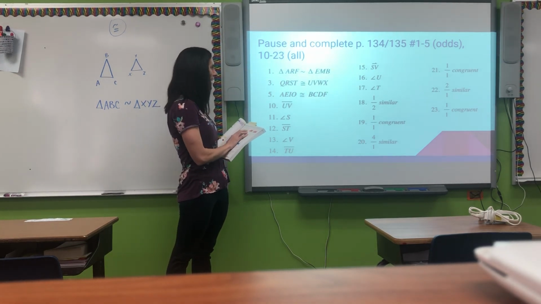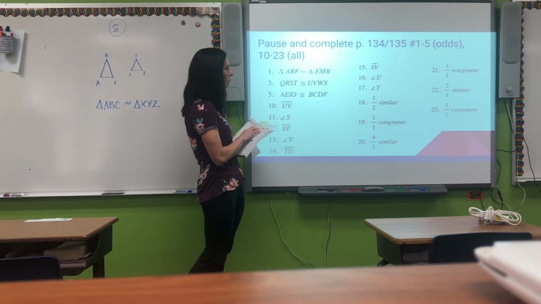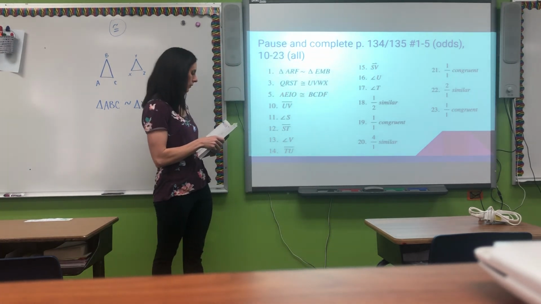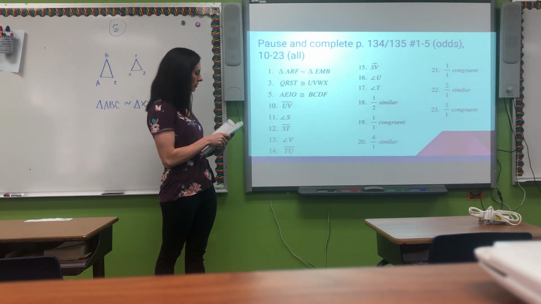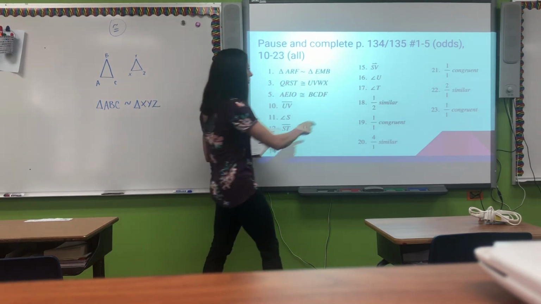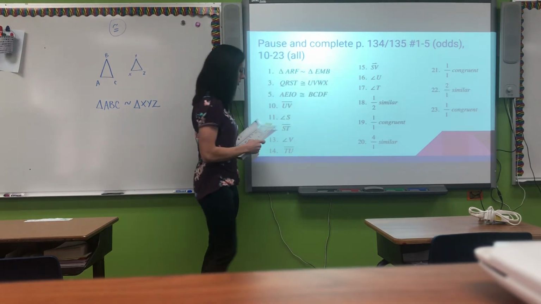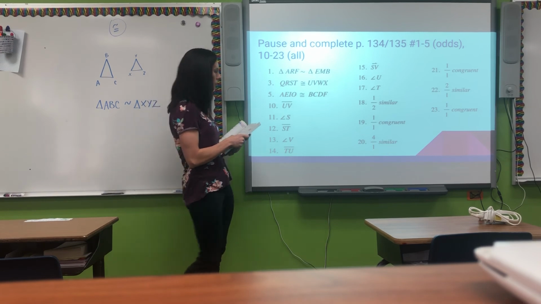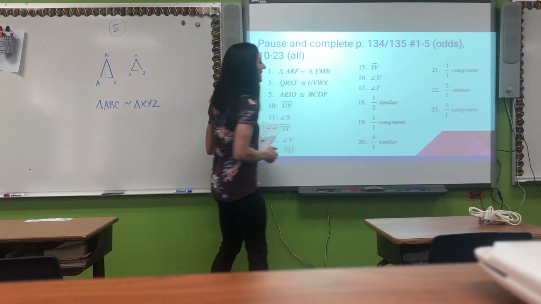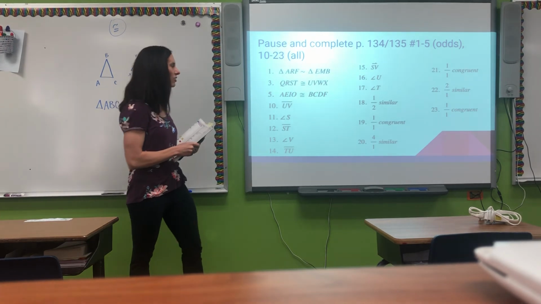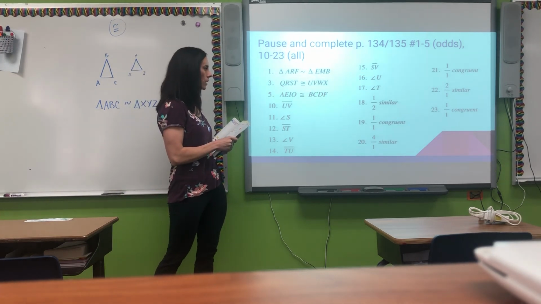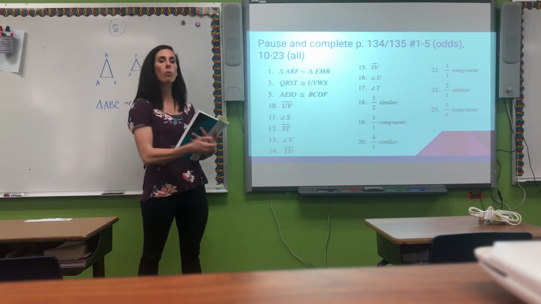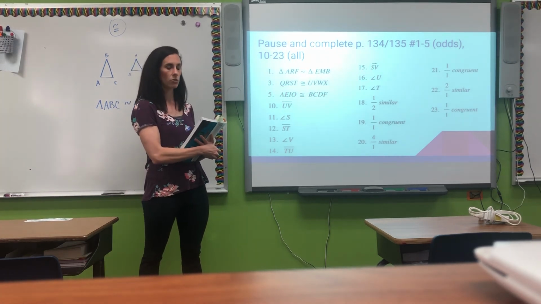Number 15, if MP is 4 centimeters, then SV is also 4 centimeters. 16, if angle O is 90 degrees, then angle U is also 90 degrees. And the last one on that section, if angle N is 50 degrees, then angle T is also 50 degrees. Okay, and then on this second section, hopefully you put 2 answers. If not, go back through, just pause it now and try to do that on your own.